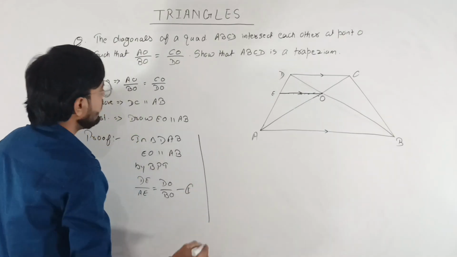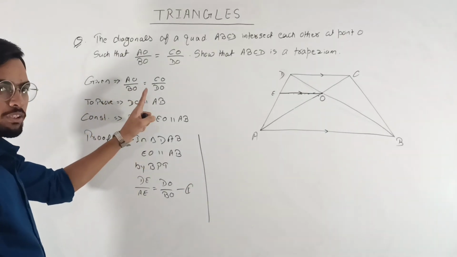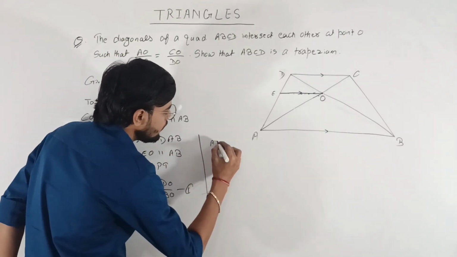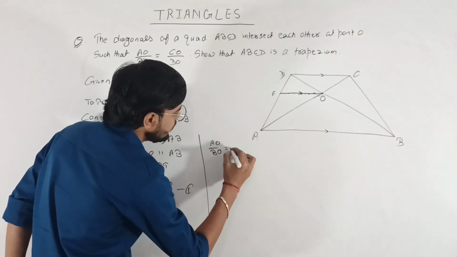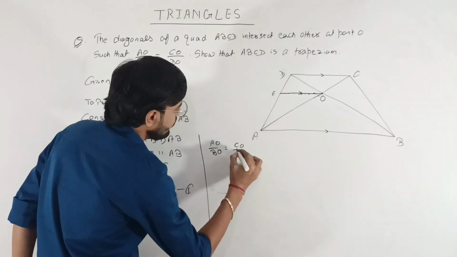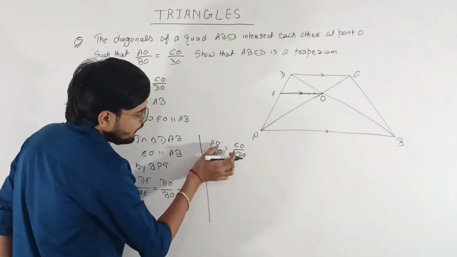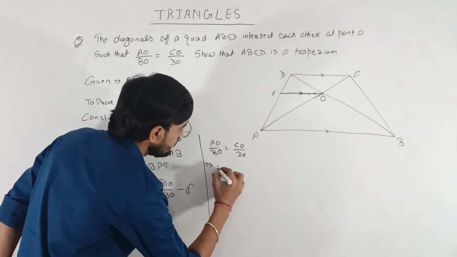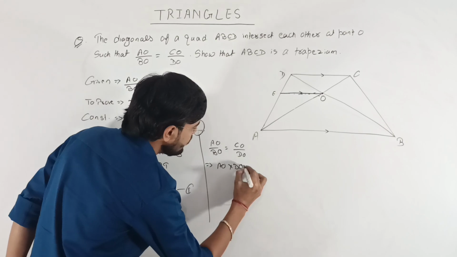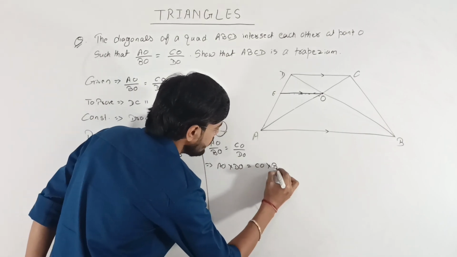Now look, we are given AO upon BO is equal to CO upon DO. Now we do cross multiplication. Here AO multiplied with DO, then from here we get AO multiplied with DO is equal to CO multiplied with BO.